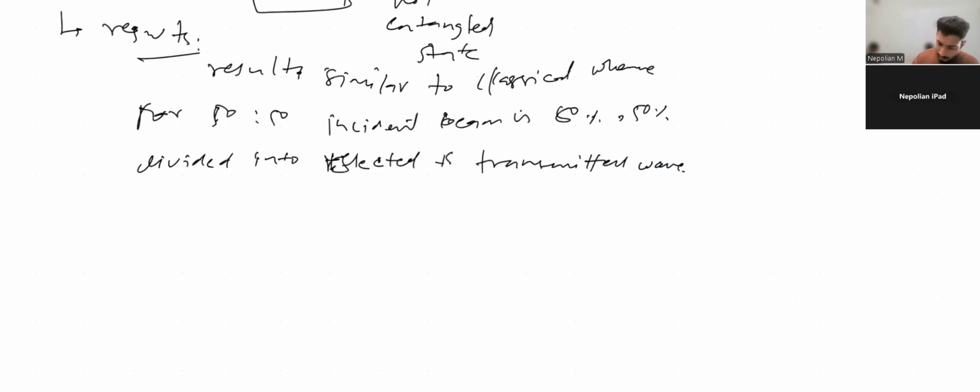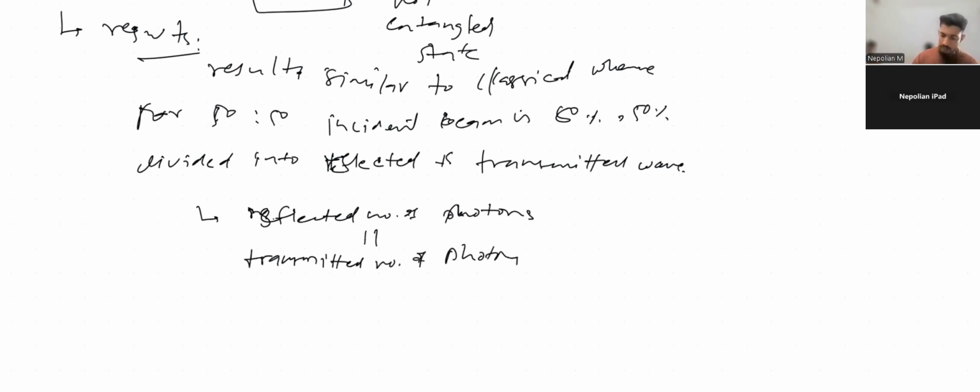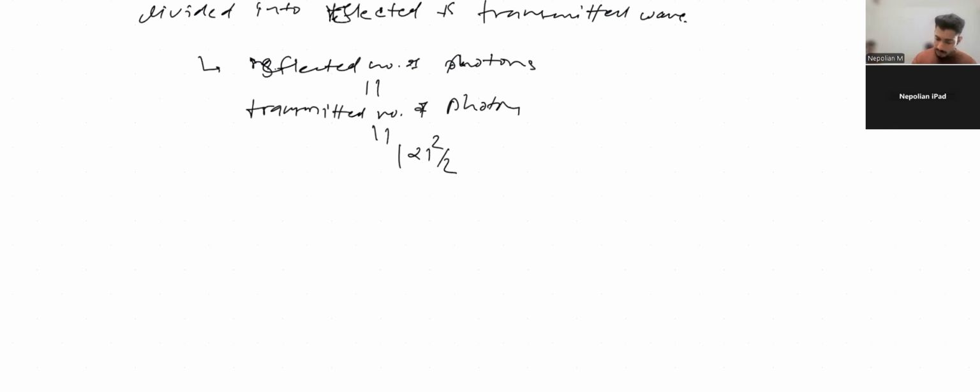So the reflected number of photons equals the transmitted number of photons, which equals mod alpha squared by 2, where mod alpha squared is the incident photons. So it is equally divided, half into reflected and transmitted. Here we are getting the iota in the reflected wave, so we are getting a phase shift of pi by 2. And the output state is not an entangled state.